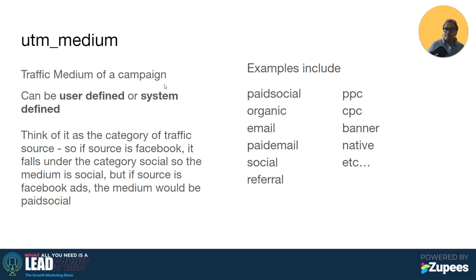Now let's look at the medium. Traffic medium, again, can be user defined or system defined. The medium will typically indicate, within the source, what the medium was. So was it paid, email? For example, within affiliate marketing, a medium could be affiliates, but the source could be a different affiliate. So that's why you would use a fixed value in your spreadsheet and use it from there.